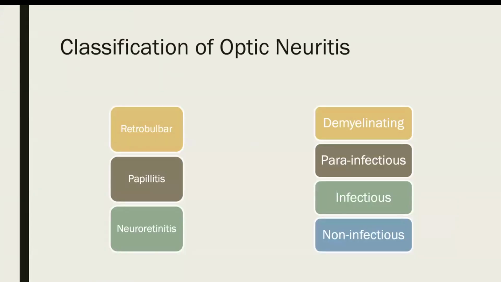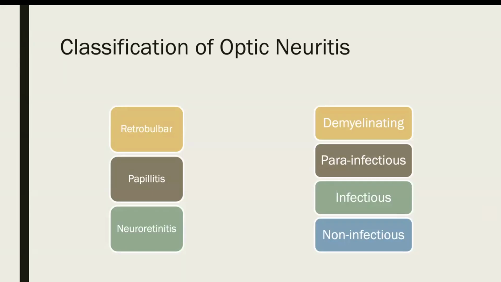When it comes to the classification, there are two main ways to think about optic neuritis. You can think about anatomically where the inflammation is happening. Is it retrobulbar, where your disc is usually normal in appearance? Do you have a papillitis with some optic disc swelling? Or is there actually a neuroretinitis as well, with some macular inflammation? They usually all present at different rates and with different causes.